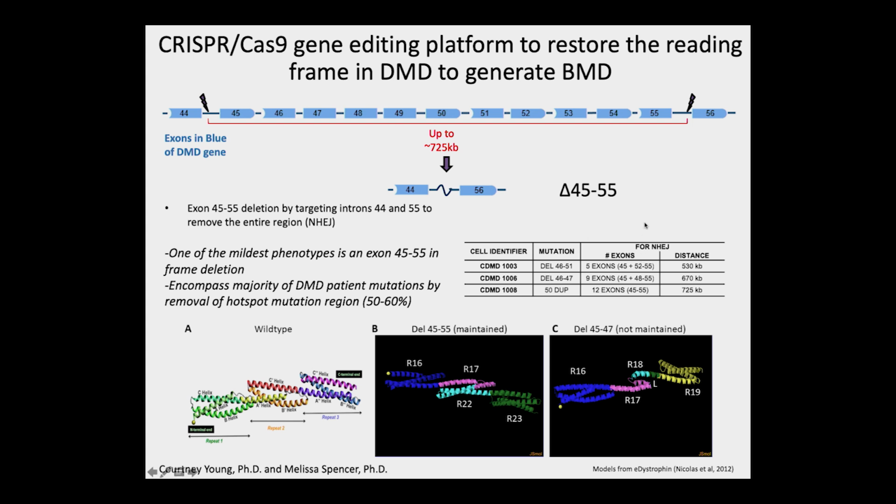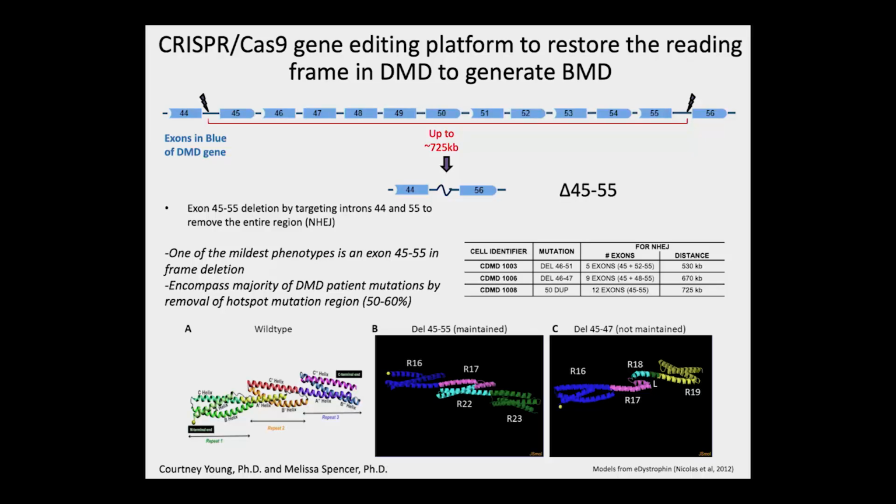And one of the things that we thought was, okay, if we're really going to move this forward for Duchenne, we want to develop as few guides as possible, to really understand using the CRISPR-Cas9 platform in a safe manner that could potentially target as many patients as possible. And so we developed a strategy that we thought might be a little bit crazy: let's just remove this entire region where this hotspot mutation is.